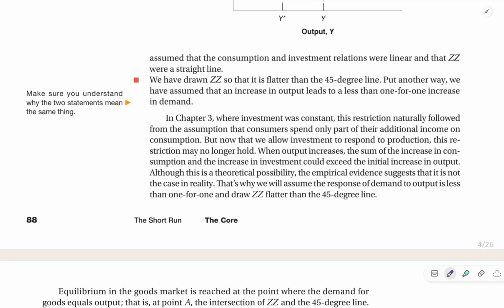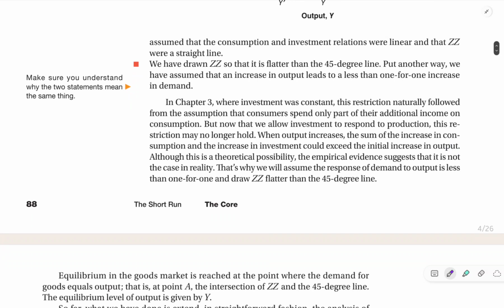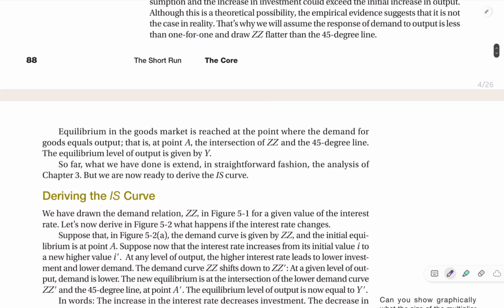But now that we allow investment to respond to production, this restriction may no longer hold. When output increases, the sum of the increase in consumption and the increase in investment could exceed the initial increase in output. Although this is theoretically possible, the empirical evidence suggests that it is not the case in reality. That's why we will assume that the response of demand to output is less than 1-for-1 and draw ZZ flatter than the 45-degree line.